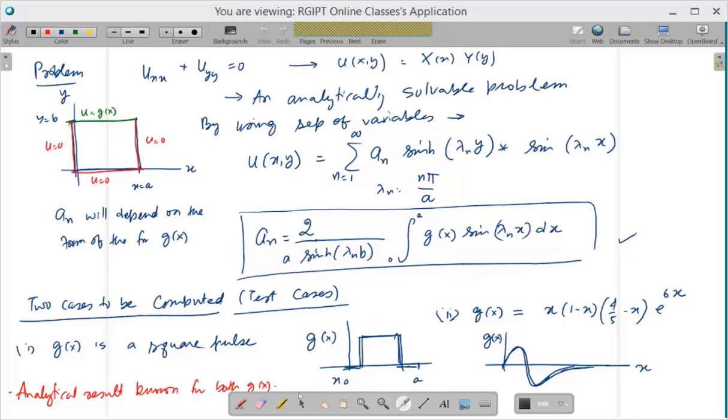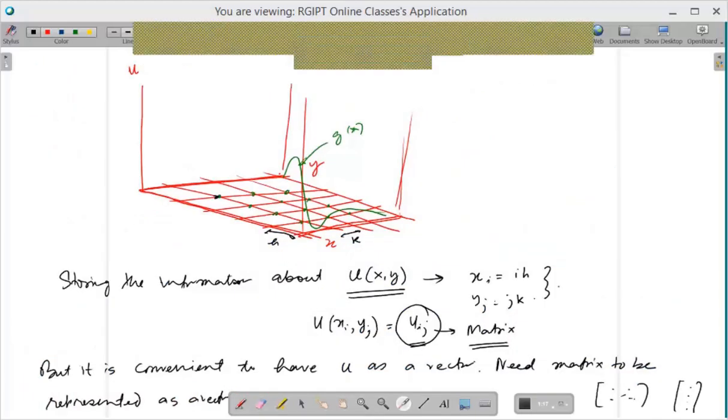So here g(x) has a form of a square wave. In one case, g(x) has a form of this, in the other case, something else. These are the two test cases we are going to check. But let me just tell you the procedure for a general case.